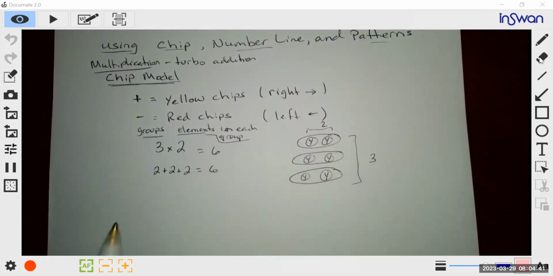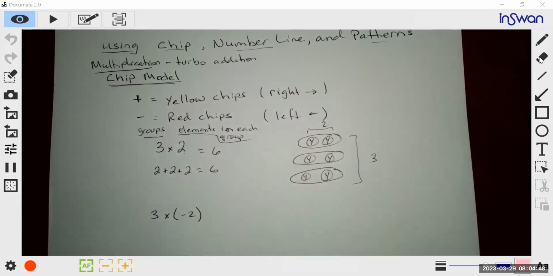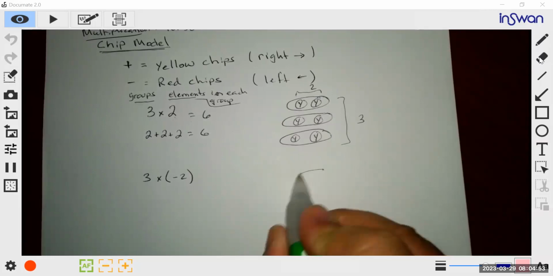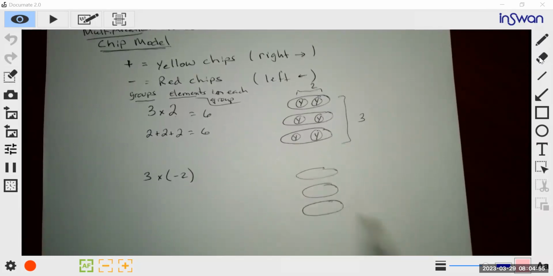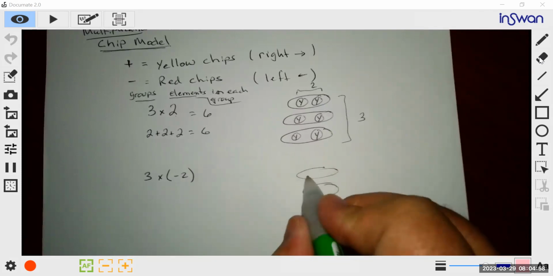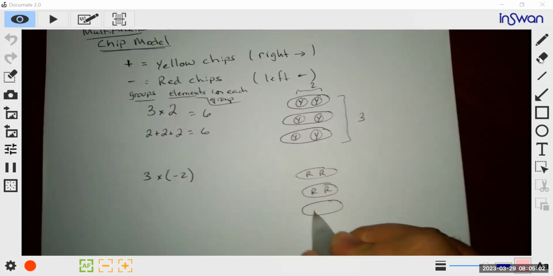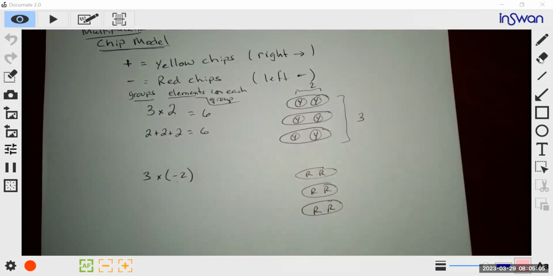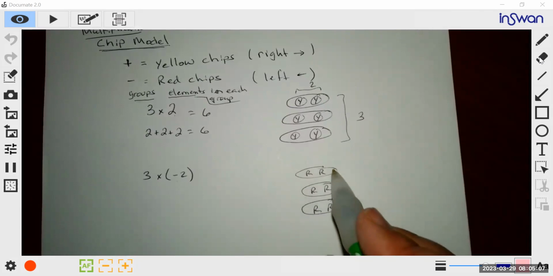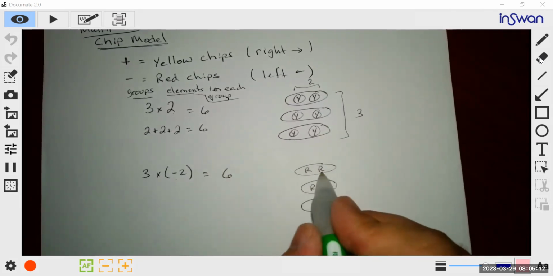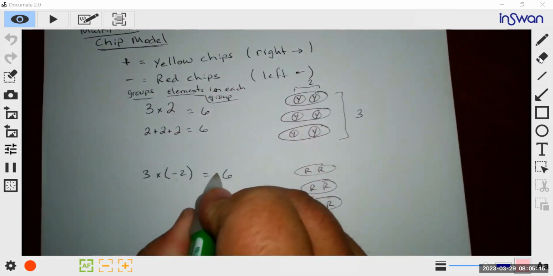How about if we had a negative number in there? Say we had 3 times negative 2. So we have 3 groups. Now they're negatives. So it's red chip, red chip, red chip, red chip, red chip, red chip. And we add those up. There's 6 chips and they're red. Reds are negative, so it's negative 6.